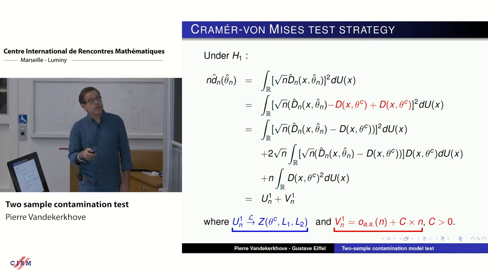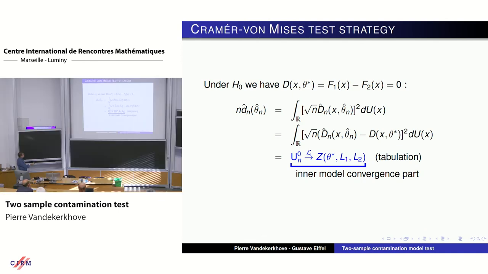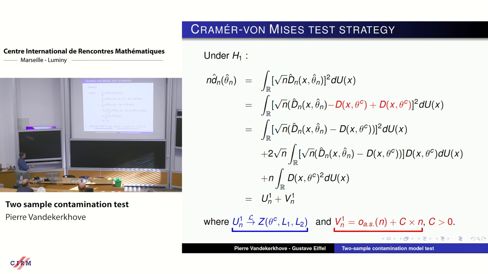Now, under H1, what happens here? Your term here, you can center it with the correct centering term, which is d of x of theta c, the minimizer of the contrast. If you subtract here, you have to add it, and you develop the square. You have three terms, this one, this one, and this one. So this one will basically go to a stochastic integral. And you have two terms, one with a strong drift in n, this term is strictly positive, plus a term which is a small o of n, almost surely. So this is negligible compared to this. So you have one inner convergence here towards something very similar to what happens under H0. But under H1, you have this additional term, V1 in red, which goes to infinity with n, okay? So you have a strong drift to infinity.